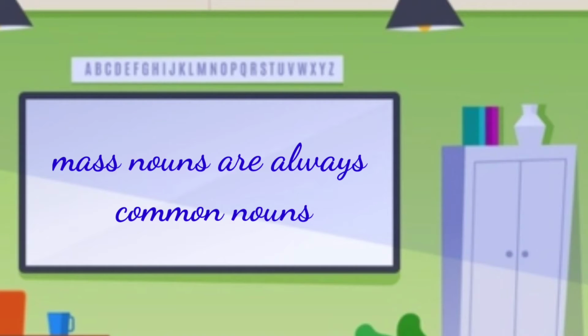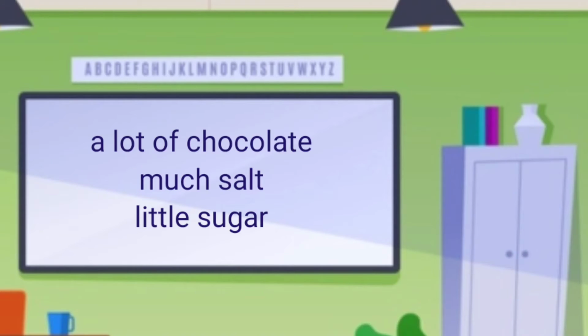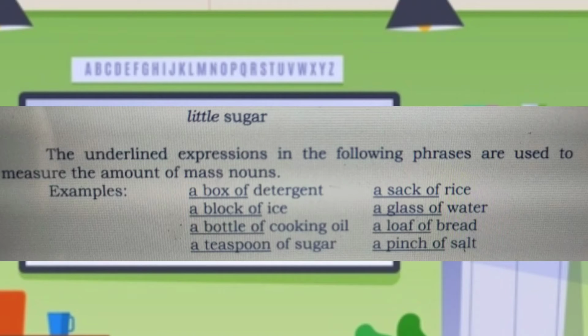The following expressions are used before mass nouns. Examples: a lot of chocolate, much salt, little sugar. The underlined expressions in the following phrases are used to measure the amount of nouns. For example, a box of detergent, a block of ice, a bottle of cooking oil, a teaspoon of sugar, a sack of rice, a glass of water, a loaf of bread, and a pinch of salt.